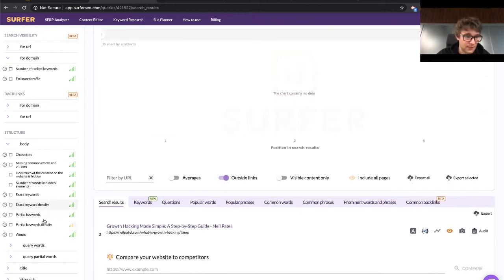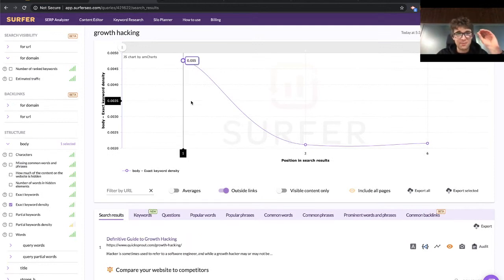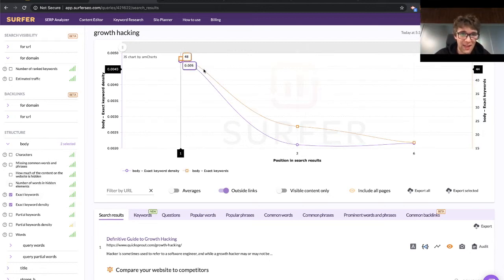And now the density will make a bit more sense. You see, QuickSprout is smashing. It has the highest density of the longest articles. So use of exact keyword is really strongly correlated with the higher rankings in here.